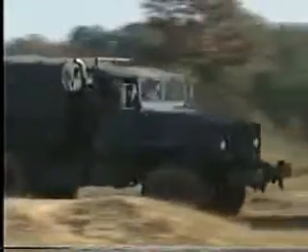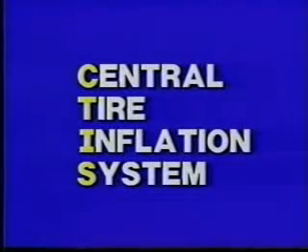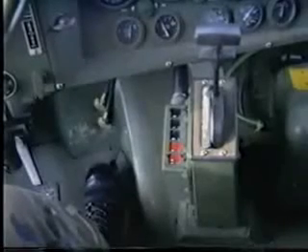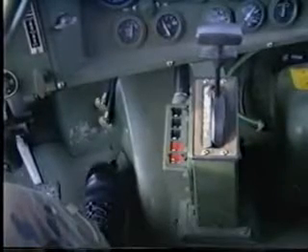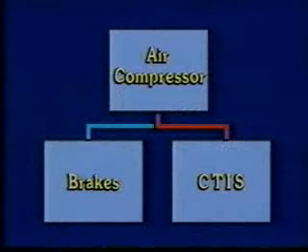The M939A2 series vehicles have an added tractive device with the Central Tire Inflation System, or CTIS. The CTIS selector panel is located next to the transmission selector lever. CTIS allows the driver to add or reduce tire pressures from the cab for different driving conditions.